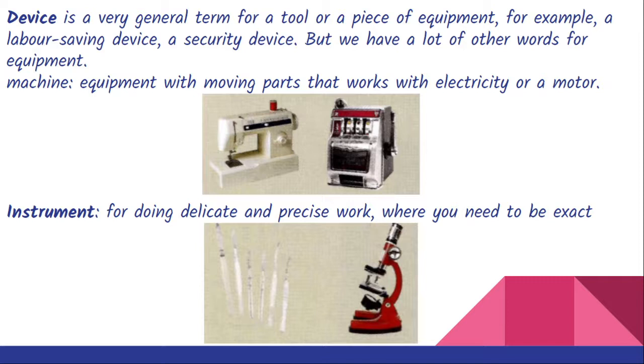Instrument. So we are done with the machine. Now we move to the instrument. An instrument is equipment that is designed to perform very delicate and precise work, where you need to be exact, like a microscope, for instance.